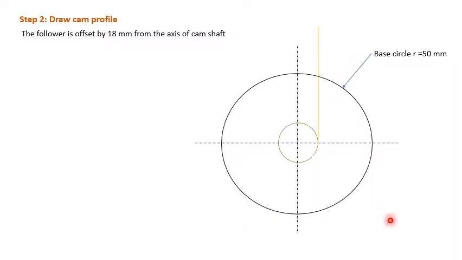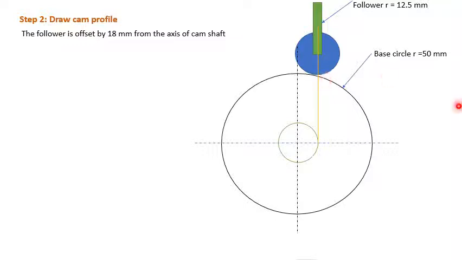Then we have to place the roller follower. Here we have to place the roller follower. The circle of the roller should touch the base circle. So like that we have to place the roller. The roller radius is 12.5. Diameter is 25 mm, it is given in the problem. Therefore take radius 12.5 and draw a roller.